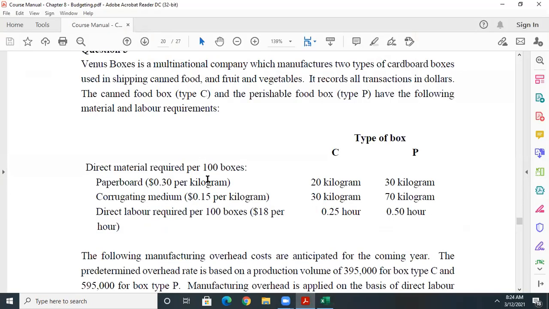The point you must be pretty much convinced about is the manufacturing. You can see that here we are producing them in 100 units.